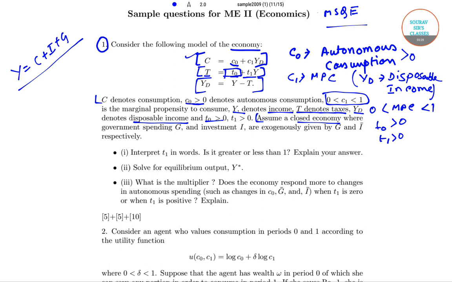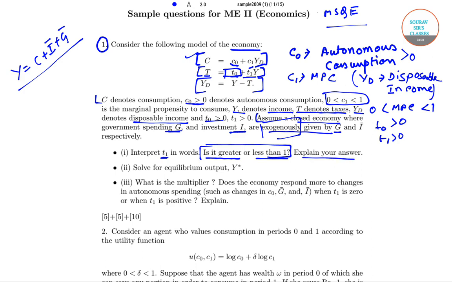Now it is also given that government spending G and investment I are exogenously given, which eventually means that G and I would be fixed or constant. So first of all we have to interpret small t1. Small t1 means the marginal propensity to taxation, and we have to see whether it is greater or less than 1. This is the first thing, and we have to explain the answer.